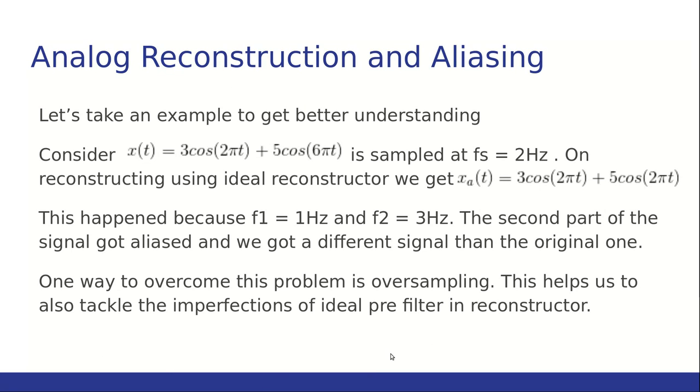Let's take an example to get a better understanding. Consider x(t) is equal to this, and let this signal be sampled at fs equal to 2 Hz. On reconstructing using an ideal reconstructor, we get the output to be xa(t) equal to this, which is different from the original signal. This has happened because f1 is 1 and f2 is 3 Hz. If we had sampled at greater than or equal to 6 Hz, aliasing would not have happened, but we have sampled at 2 Hz, because of which the second part got aliased and we got a different output than the original signal.